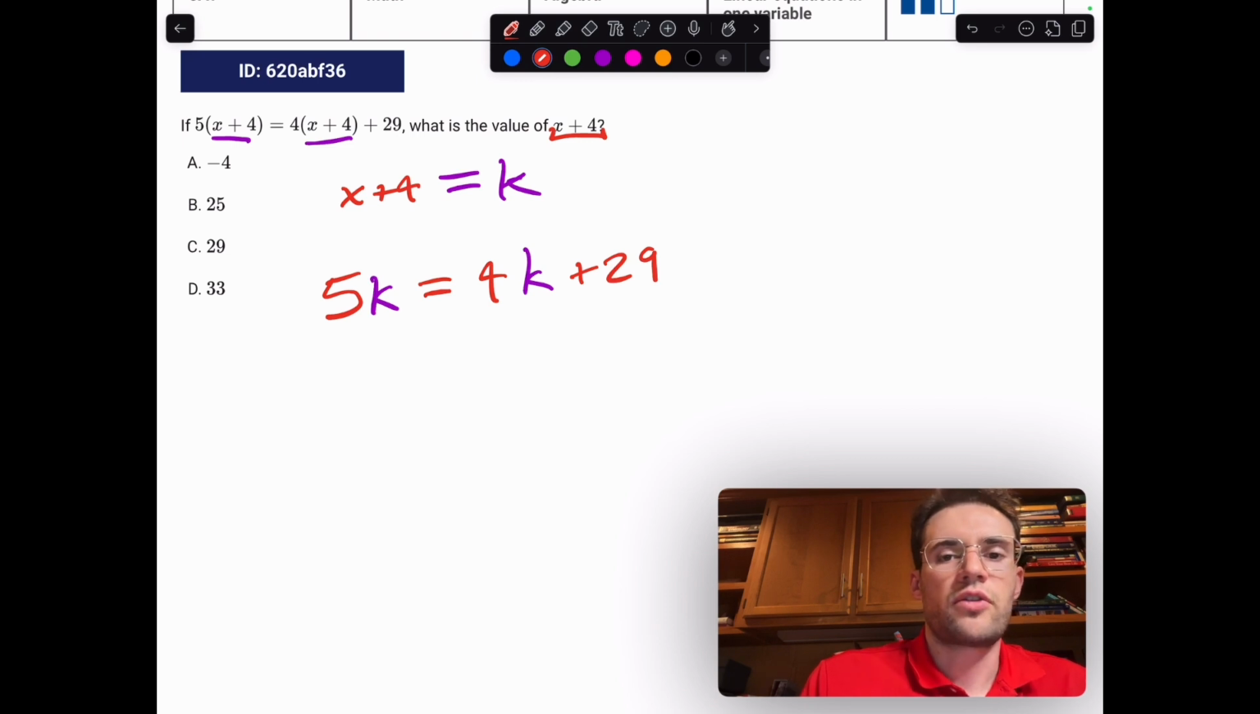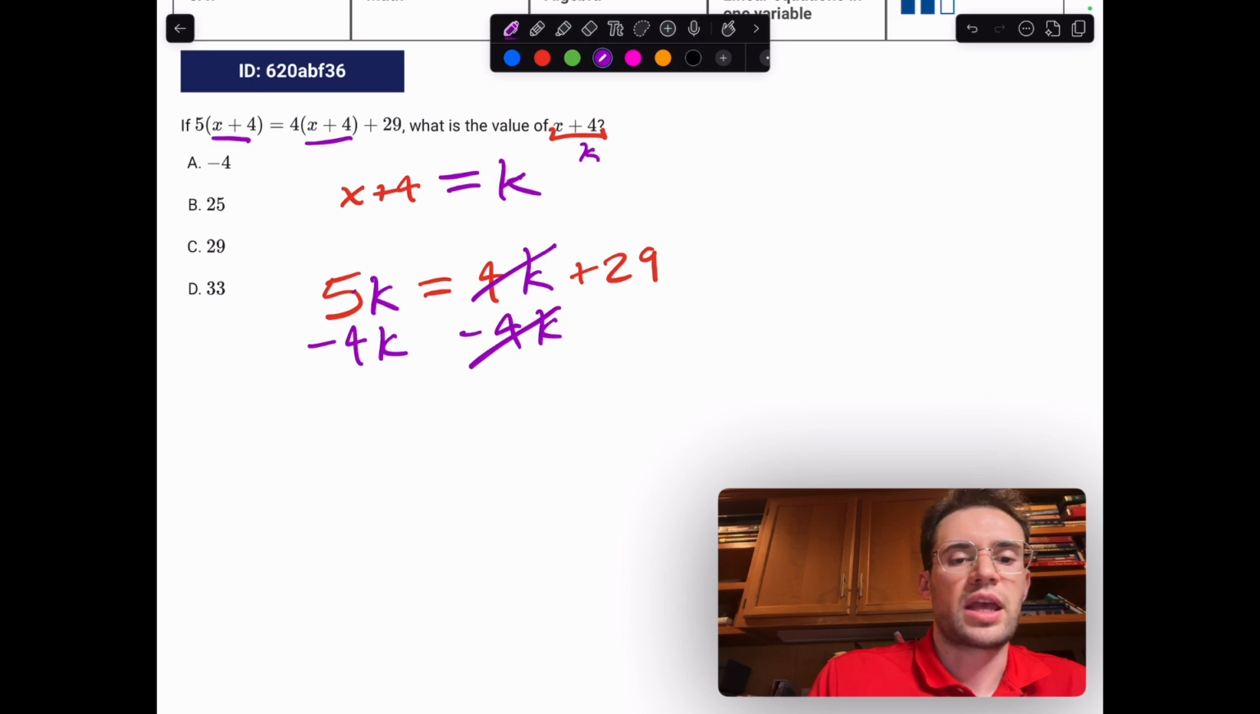Right, if you want to solve for x plus 4, which is just, we're basically solving for k, we want to get our k's alone on one side. So subtract 4k from both sides. 5k minus 4k gives us 1k. So it's just going to be k is equal to 29.